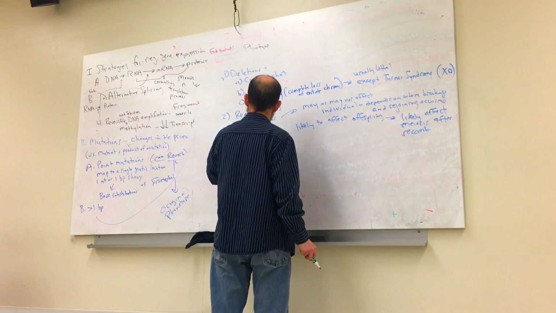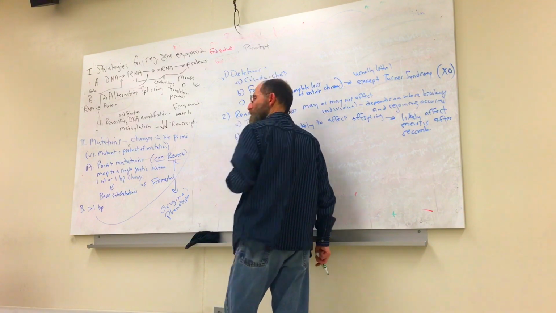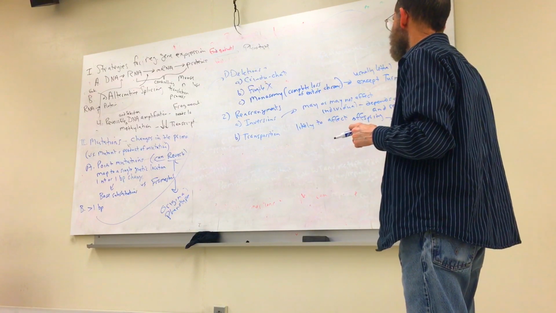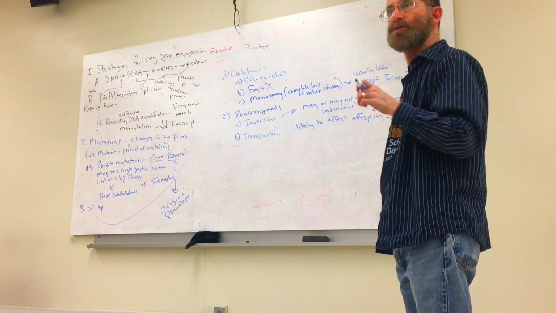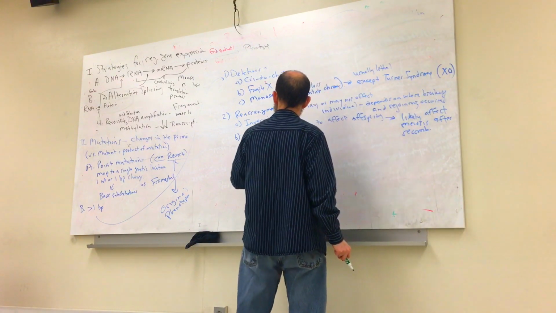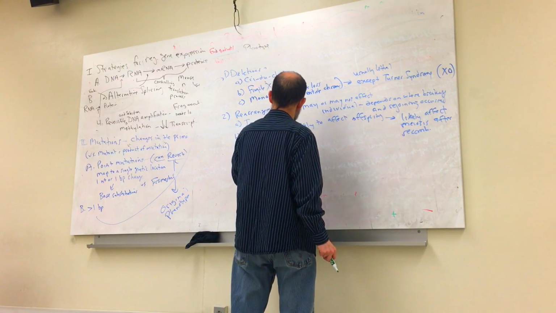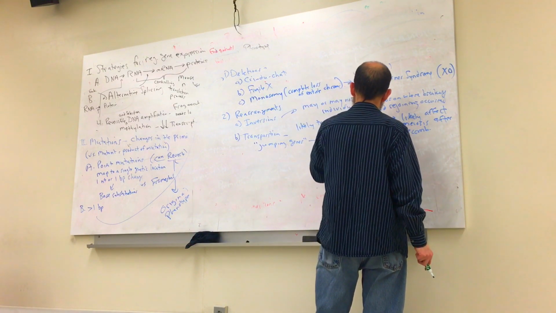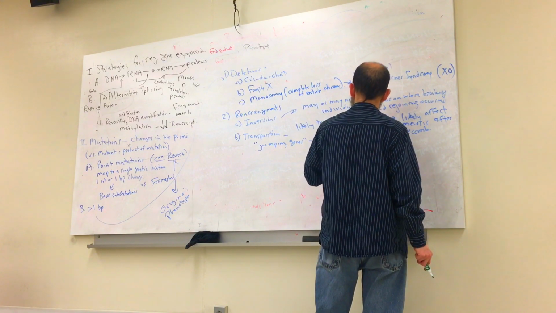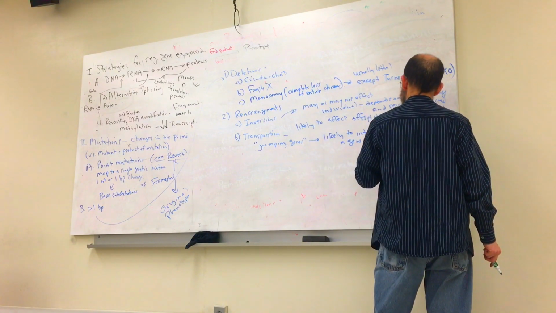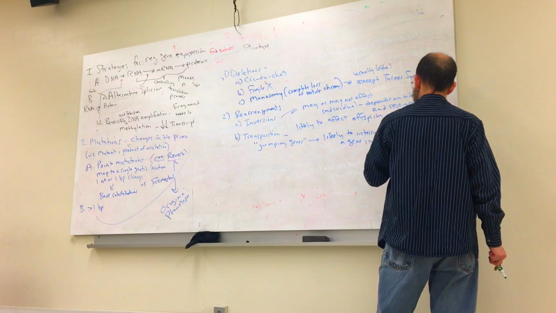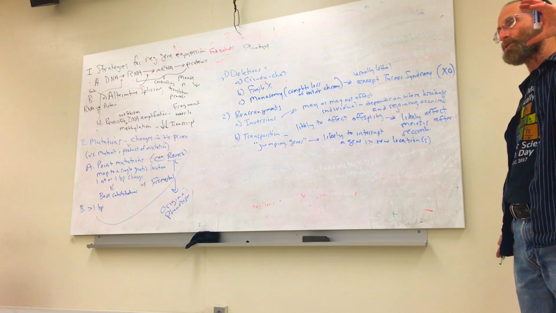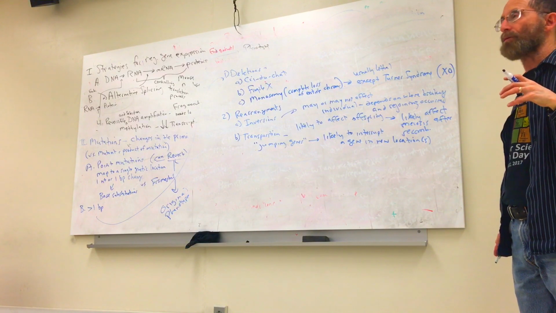We also talked about transposition. Transposition is where a piece of DNA jumps to another piece of DNA. This is the sort of jumping genes. And the problem is it's likely to interrupt a gene in a new location. Okay. Now that's different from translocation, where a chunk of a chromosome is exchanged with a chunk of chromosome that it's not homologous to.